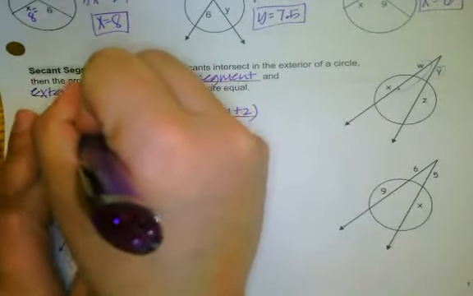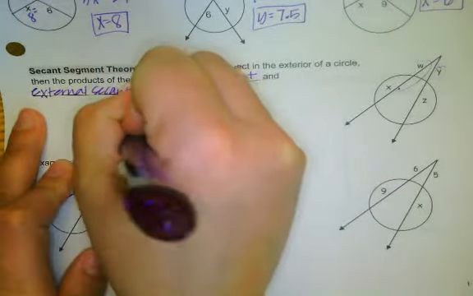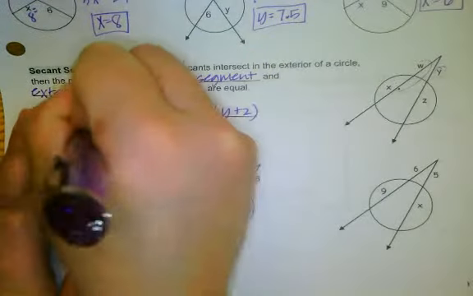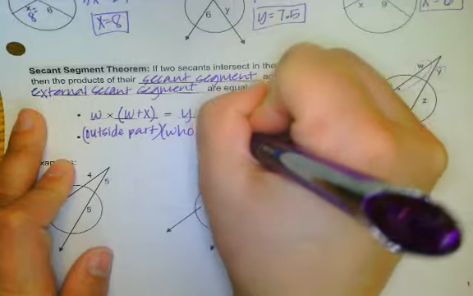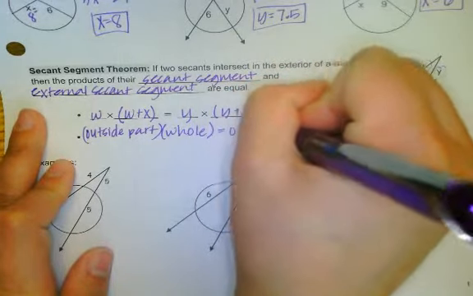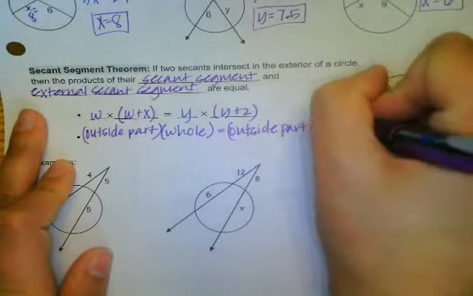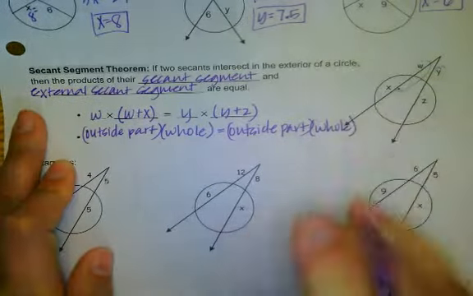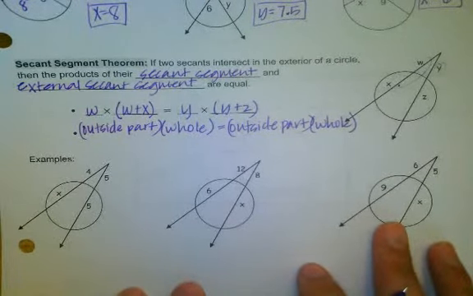Okay, and that's what we're going to put into words. It is the outside part times the whole equals outside part times whole. Okay, does everybody see how that works?